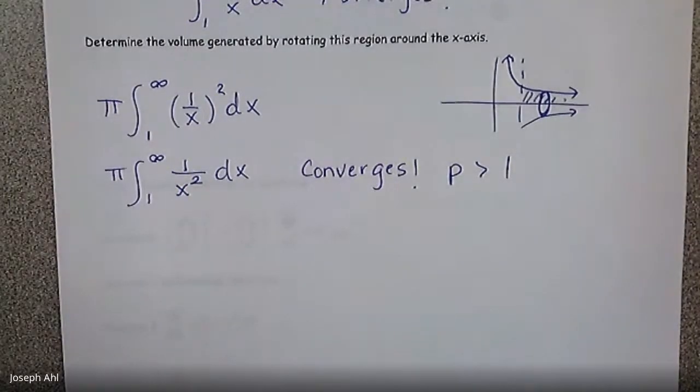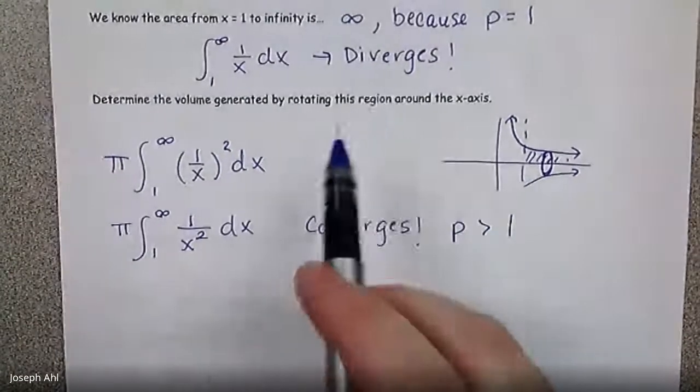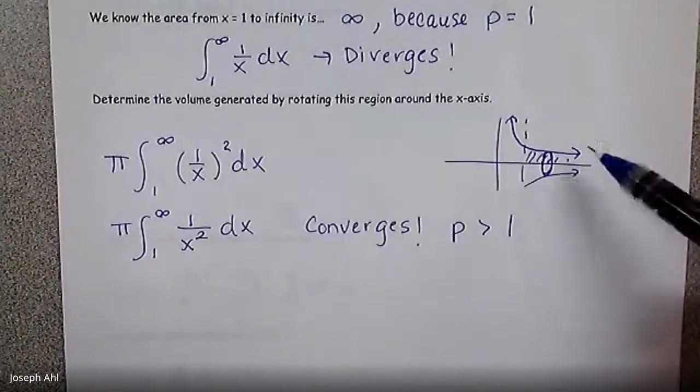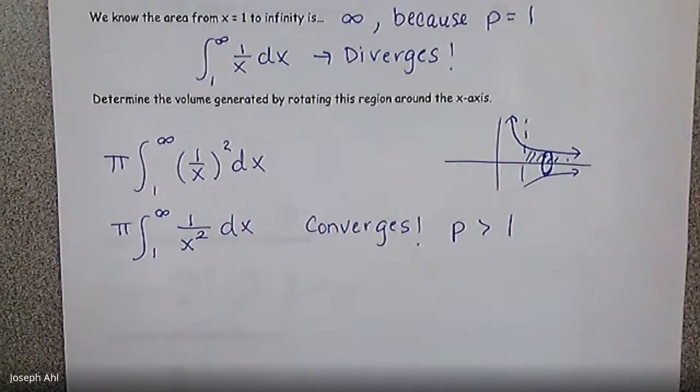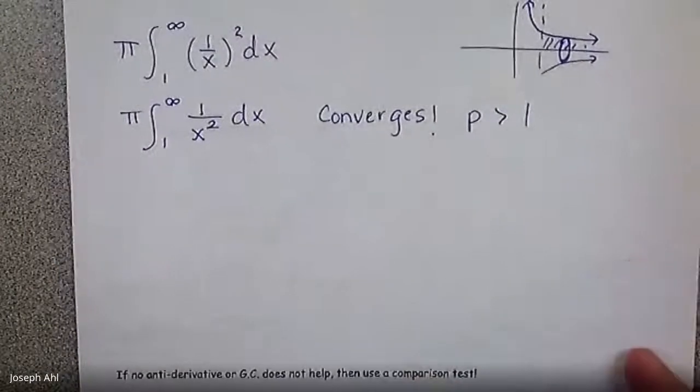So that's the wild thing about this process that we've seen before, that sometimes you can have an infinite area, but when you spin that area around the x-axis, it turns into a finite volume. And that's exactly what's going to happen here.